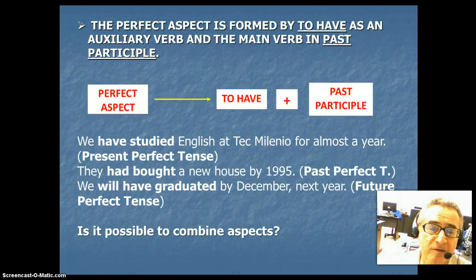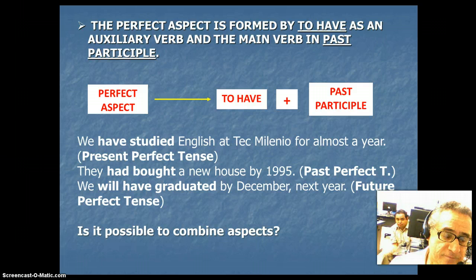The perfect aspect is formed by to have as an auxiliary verb and the main verb in past participle. So perfect is a combination of to have and past participle. Examples: we have studied English at the Millennium for almost a year. This is present perfect tense. Another example: they had bought a new house by 1995. Okay, this is past perfect.